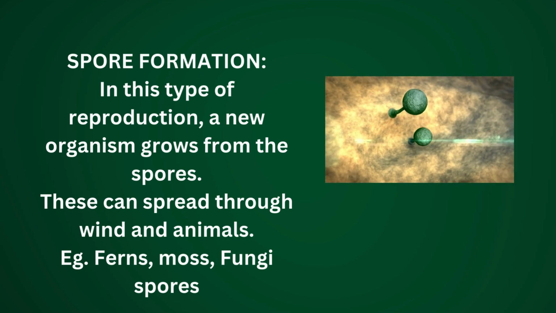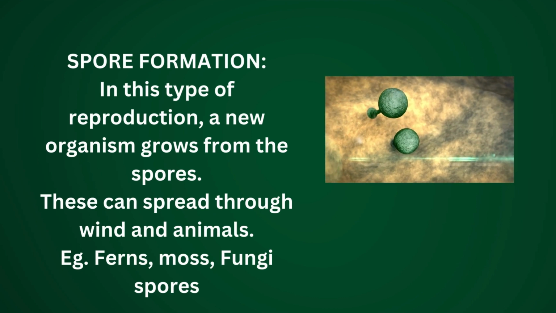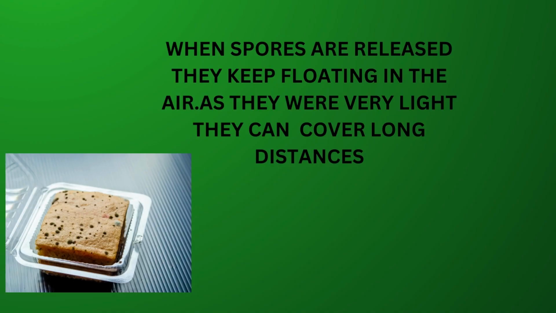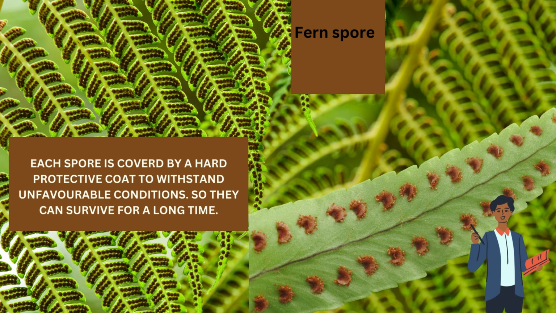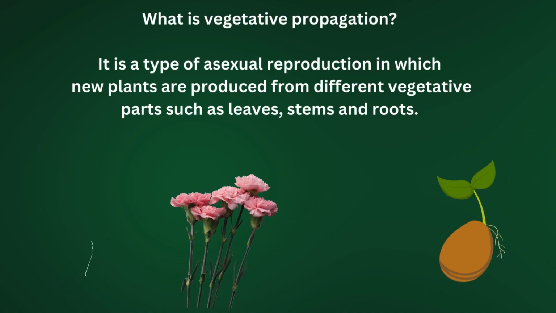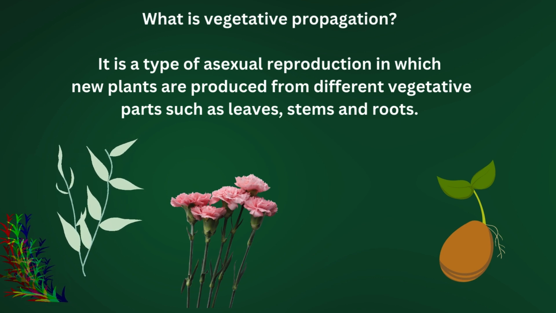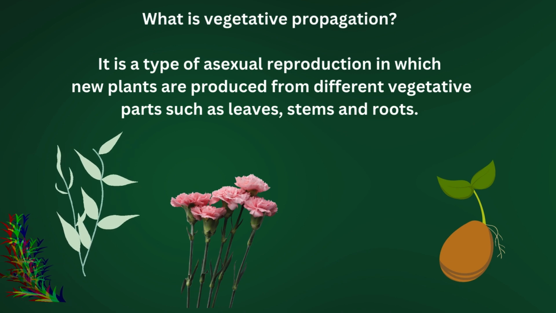Spore formation. In this type of reproduction, a new organism grows from the spores. These can spread through wind and animals. Spore of moss. What is vegetative propagation? It is a type of asexual reproduction in which new plants are produced from different vegetative parts such as leaves, stems and roots.